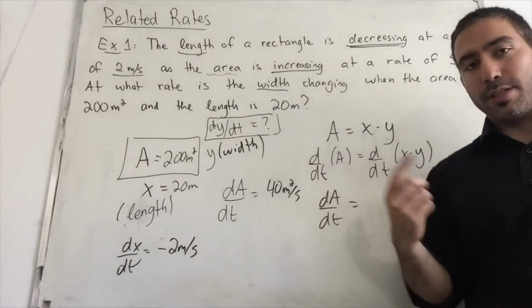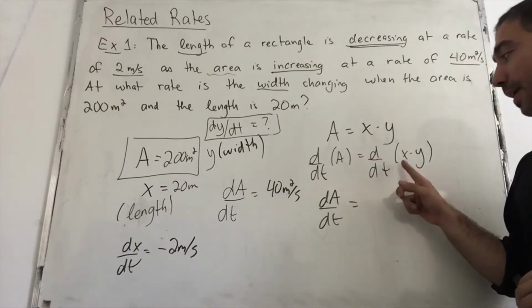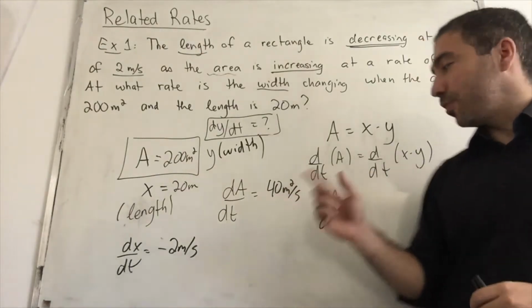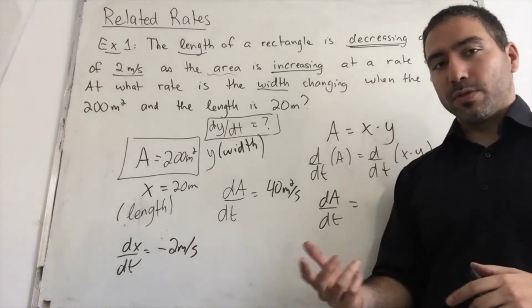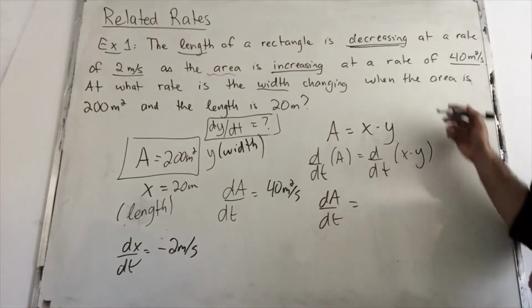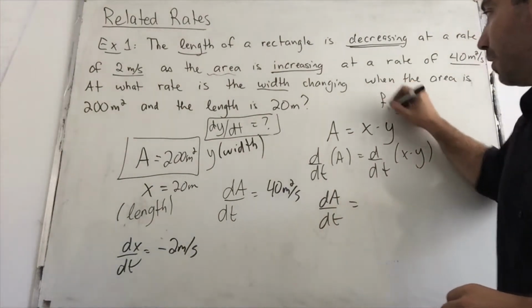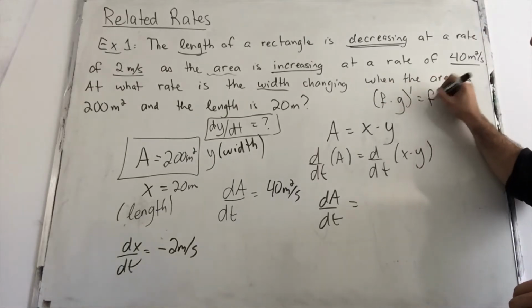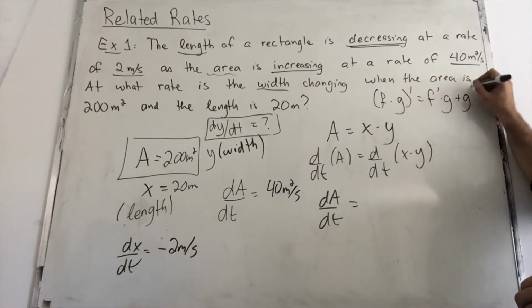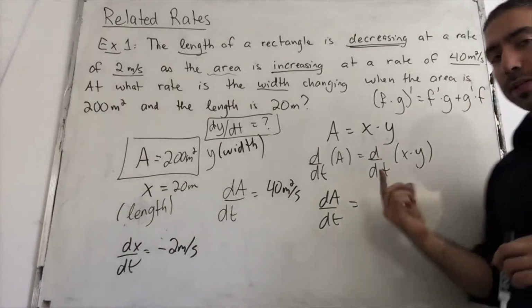Here, what you have to catch, and this is a common trick, is the fact that we have a multiplication. We're taking the derivative of two functions that are multiplying. What do we have to use? Product rule. So it's the derivative of the first times the second plus the derivative of the second times the first. So don't forget to apply product rule.